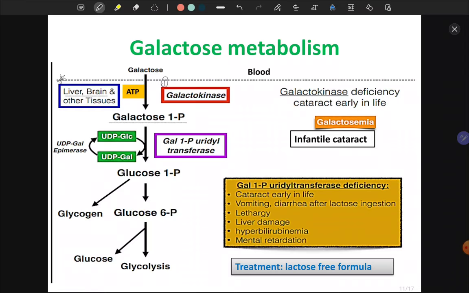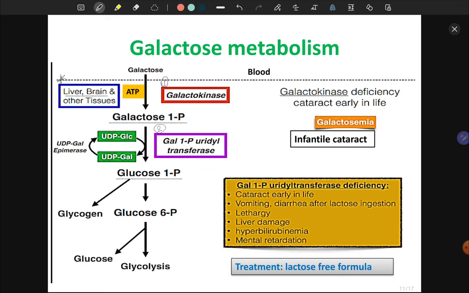And then the galactose 1 phosphate will see the second important enzyme in galactose metabolism. By the way, both enzymes are very important because there's a disease related to these two enzymes. Galactose 1 phosphate will see the second enzyme, called galactose 1 phosphate uridyl transferase, that will convert galactose 1 phosphate to glucose 1 phosphate. So just know that galactose 1 phosphate will convert to glucose 1 phosphate by the second important enzyme in galactose metabolism.